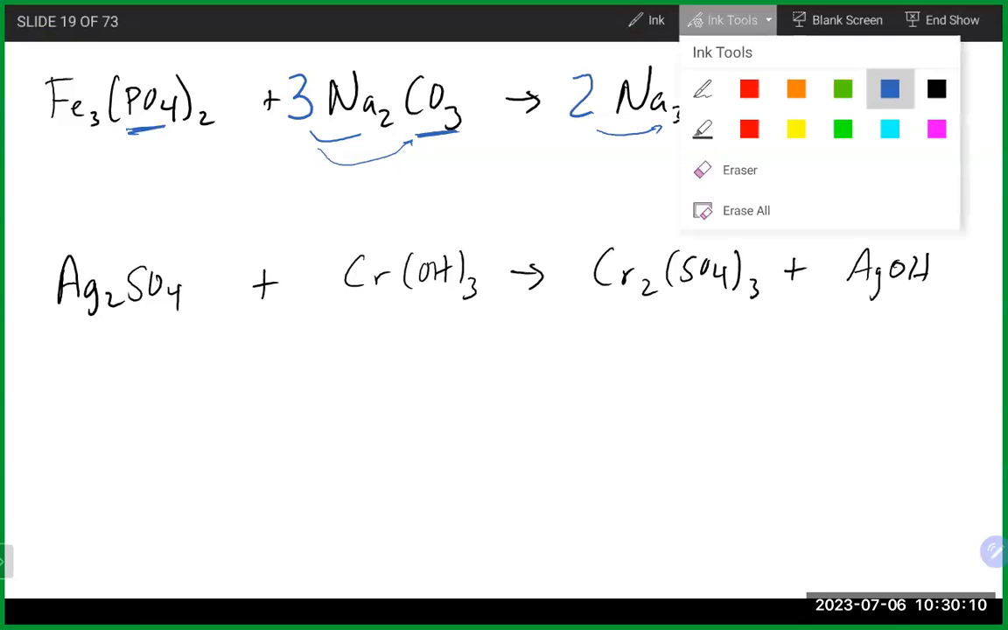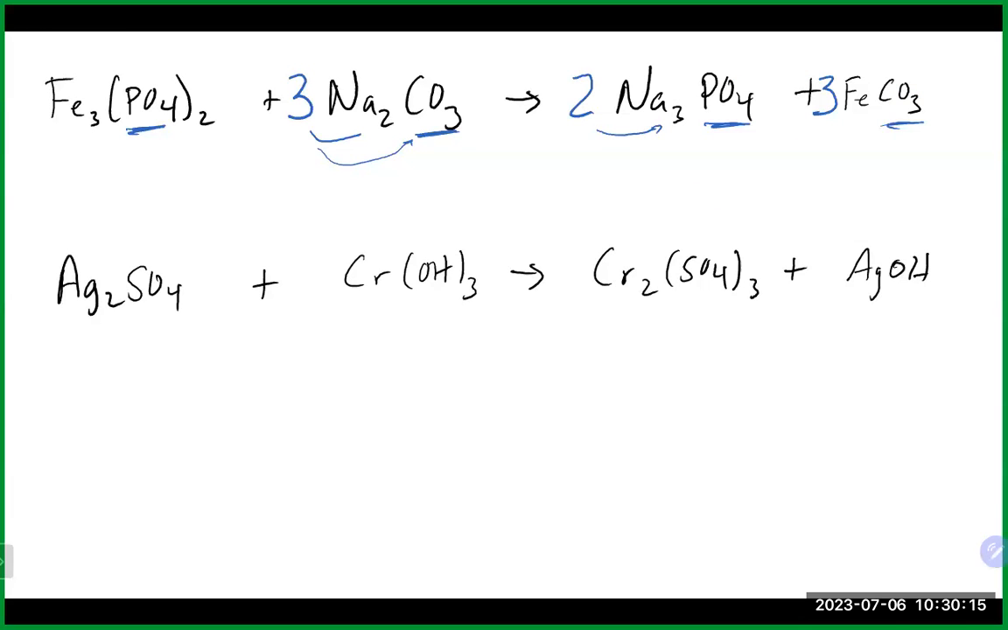Lastly, if we look at this last example here, we have sulfate on both sides in this case. We also have hydroxide on both sides in this case. And here I will start with the sulfate. I got 1 on the left and 3 on the right. So to fix that, I'll put a 3.